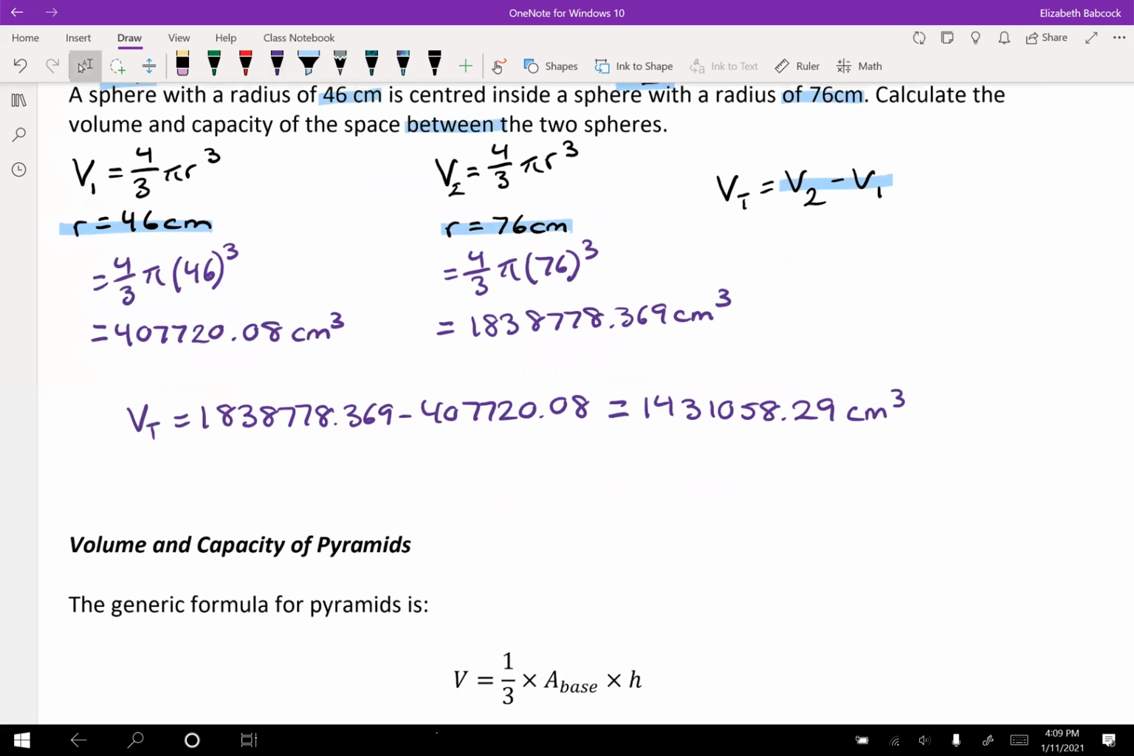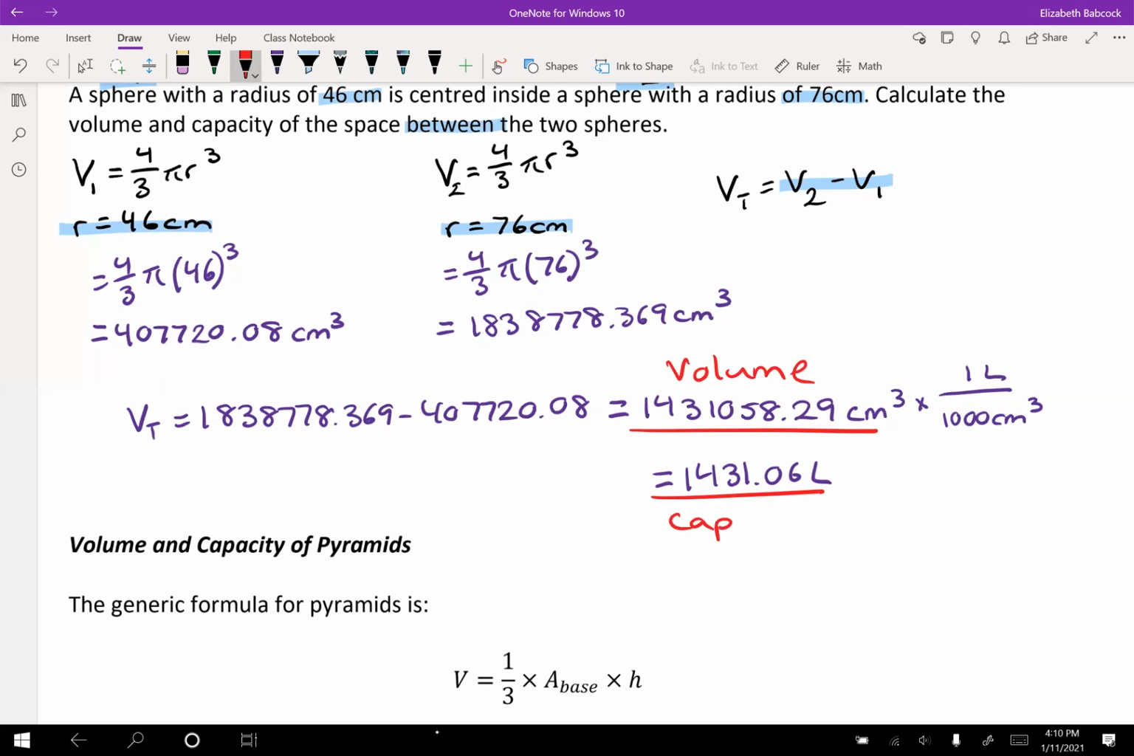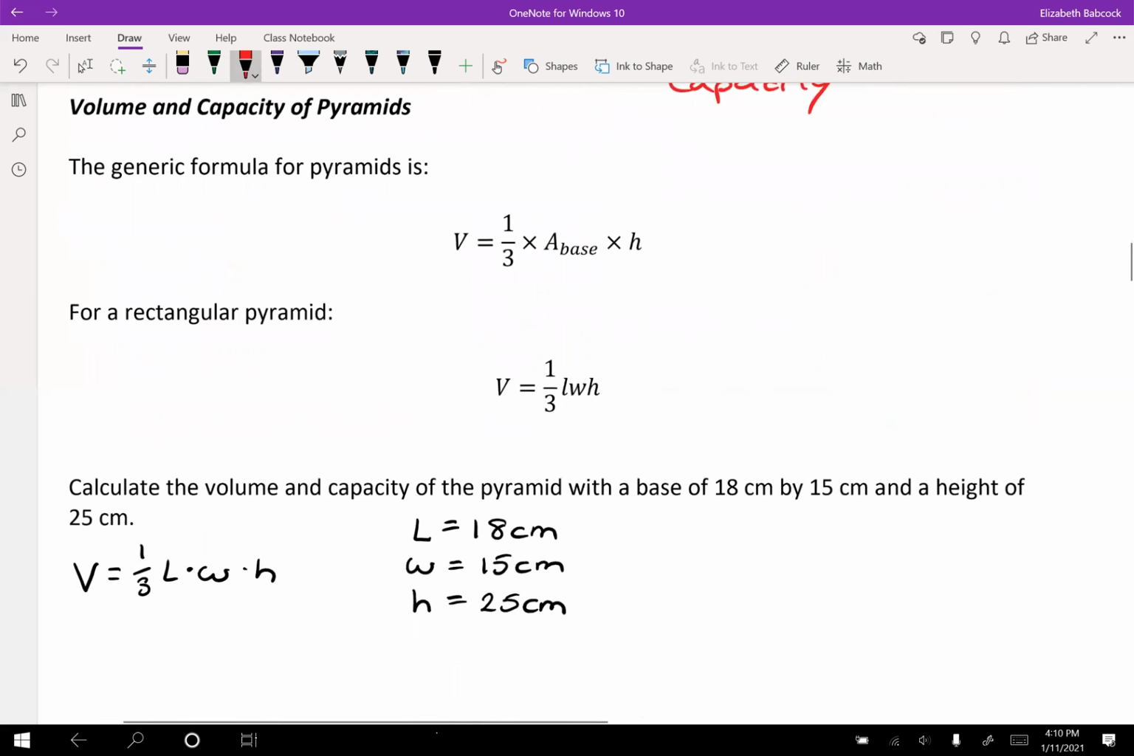And then to go from volume to capacity, times 1 liter over 1,000 centimeters cubed, and you end up with a capacity of 1,431.06 liters. So note once again, this would be your volume, this would be your capacity. Okay. Next, we are on to pyramids.